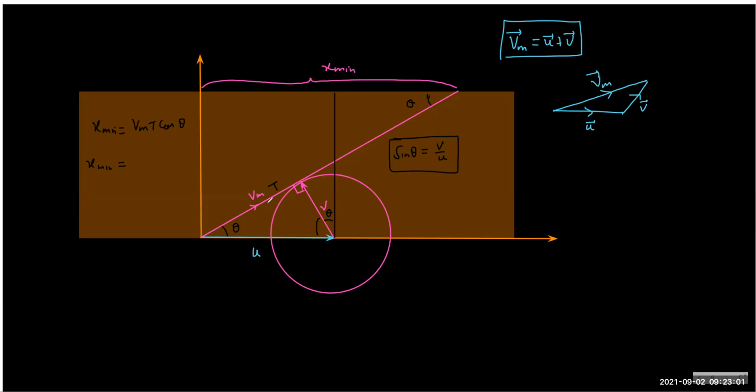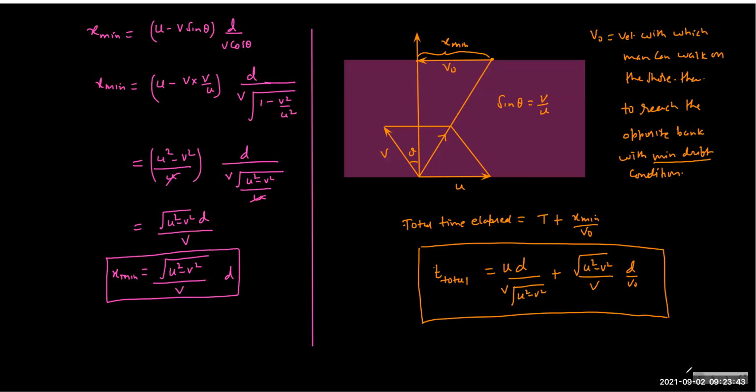To find the Vm, it's very easy. If you look at the velocity triangle, U, V, can you find Vm? This is Vm. It turns out to be under root of U square minus V square. And then T we know is D by V cos theta, into cos theta. Oh, this cancels out. So the answer becomes under root of U square minus V square, times D by V. So what is the answer? If you go back and check.